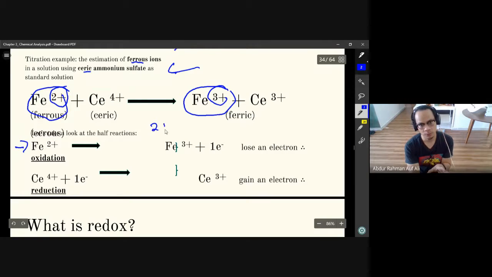Why, how does the charge 2 plus here become 3 plus? So you must think in terms of losing and gaining electrons. So here I write that it lost an electron. So why does it become like that? Because this, I write in the charge, okay? The charge goes from 2 plus to 3 plus.